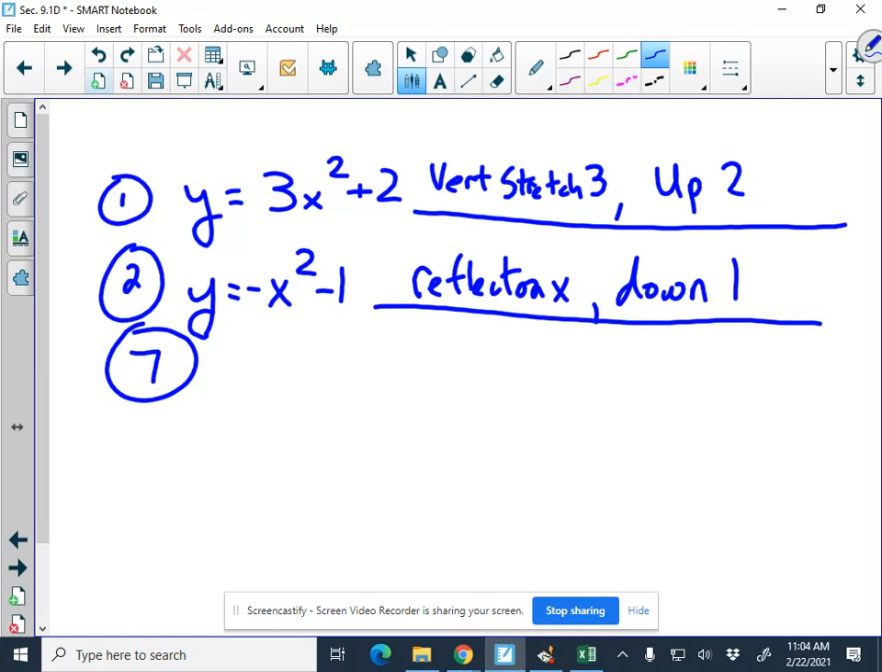Number 7, you have to write the equation. So you're writing the y equals something, and you have to base it on what they told you it did. So see if you can try number 7 quickly.